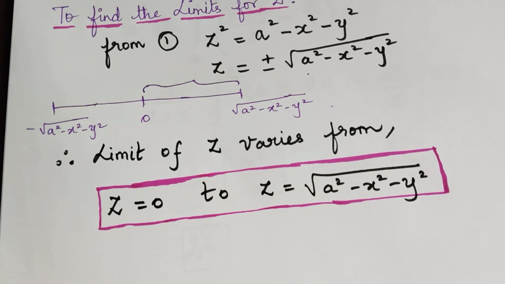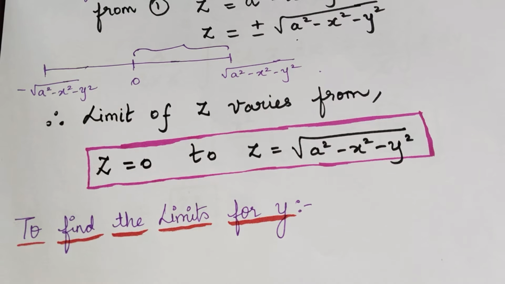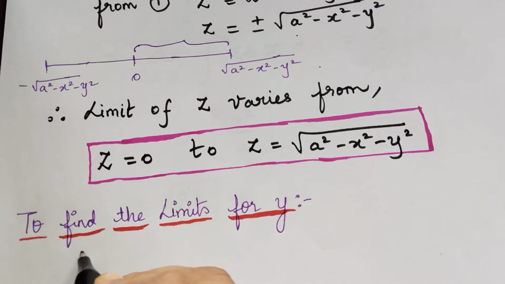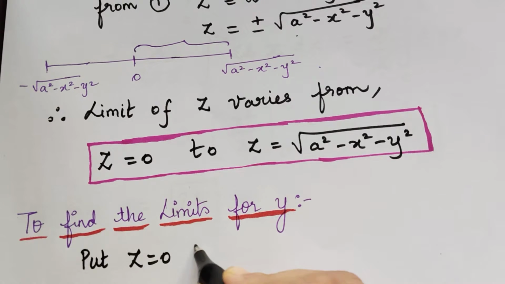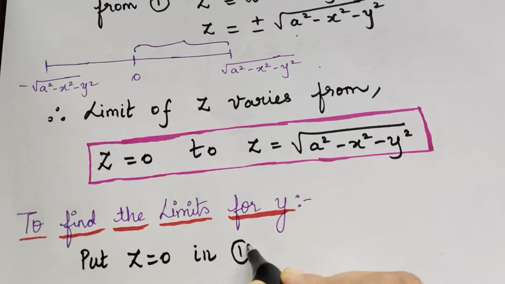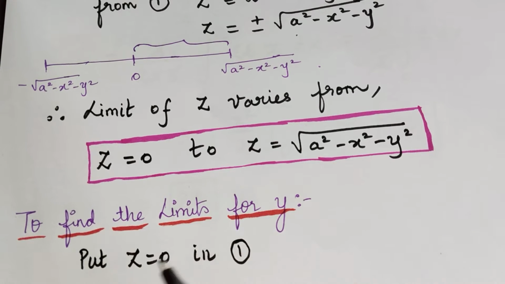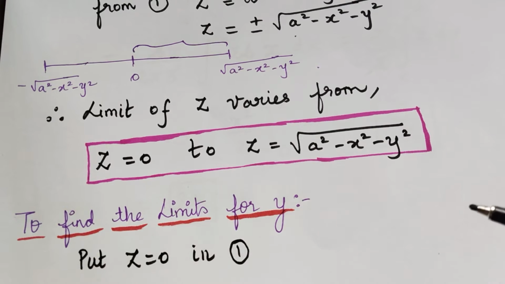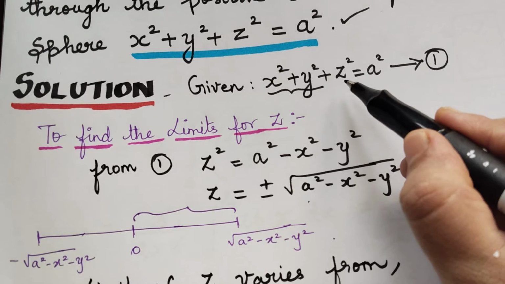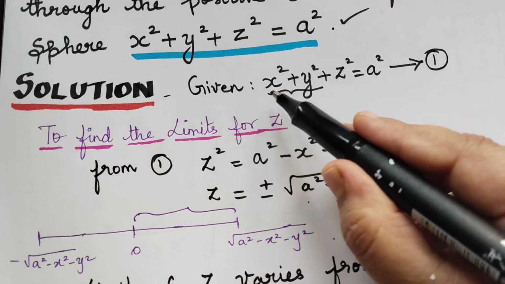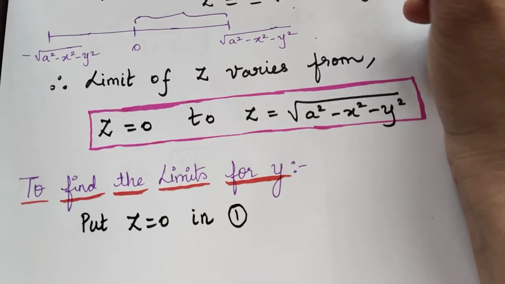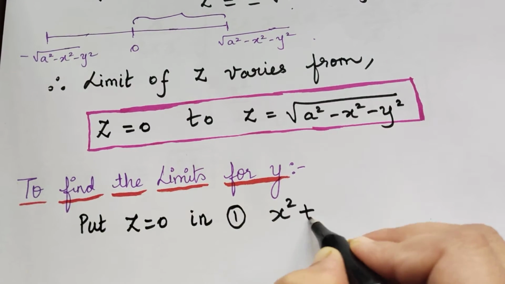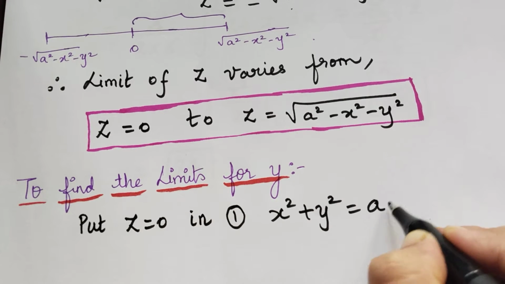Next let us find the limits for y. In order to find the limits for y, in equation 1 we have to put z equal to 0, since we will be considering the xy plane, and in the xy plane z will be equal to 0. So if we put z as 0, we will be getting x square plus y square is equal to a square.